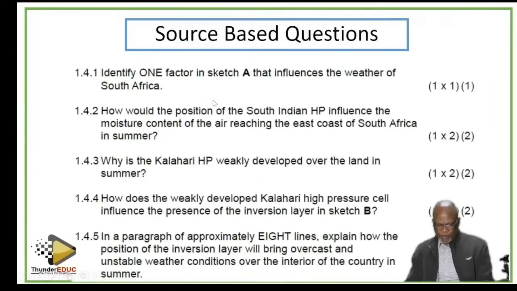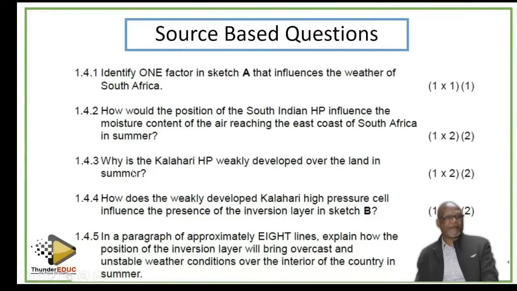So how would the position of the South Indian high pressure influence the moisture content of the air reaching the east coast of South Africa? What do you say in sum? Saying that because the South Indian high pressure is further south, it allows warm west air to come into the interior.